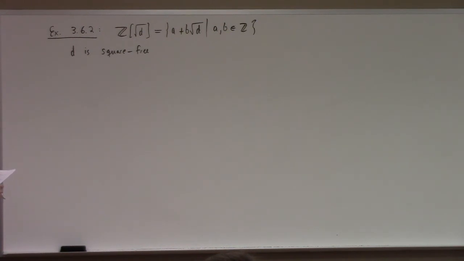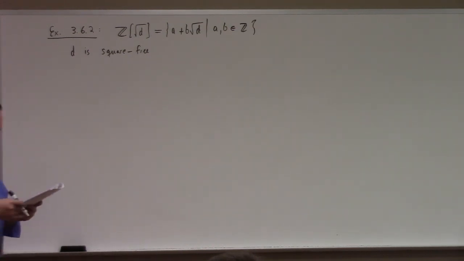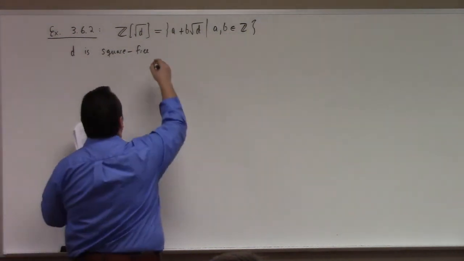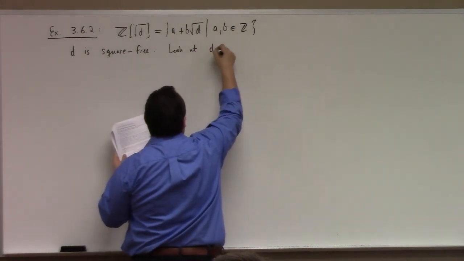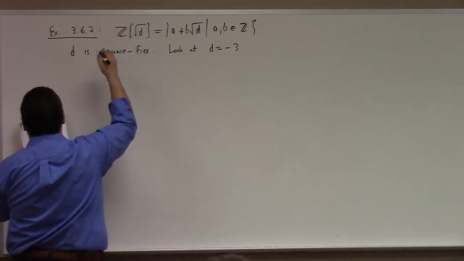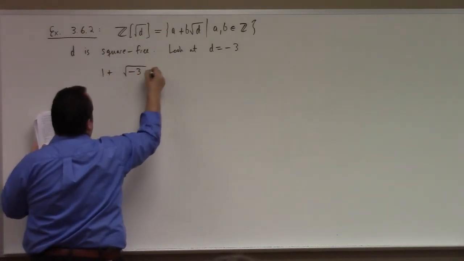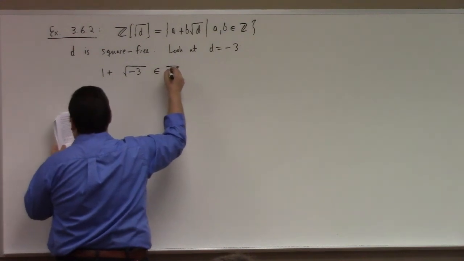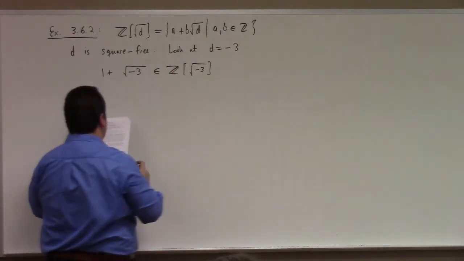So in other words, D could be like 35, but it wouldn't be good for D to be 50, right? Okay, so in particular, we're going to look at D equals minus 3. We're going to study 1 plus the square root of minus 3, which is an element of Z adjoin the square root of minus 3.